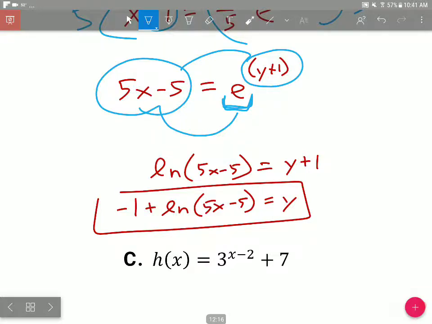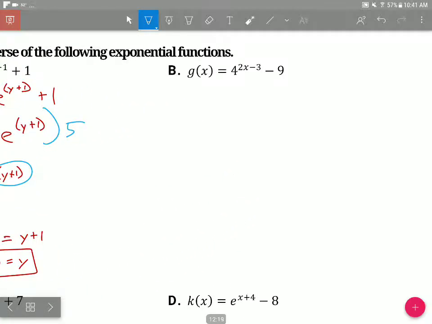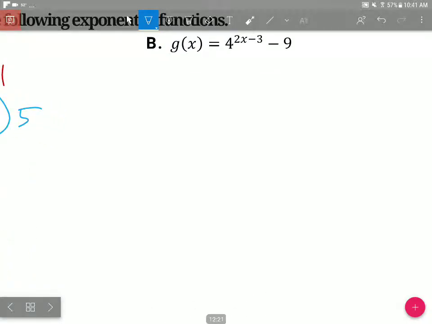All right, let's try the next one. Letter B. First things first, what are you going to do? Switch what? X and y. So we got x equals 4 to the 2y minus 3 minus 9. Walk me through it. What are you going to do next? Add what? The 9.